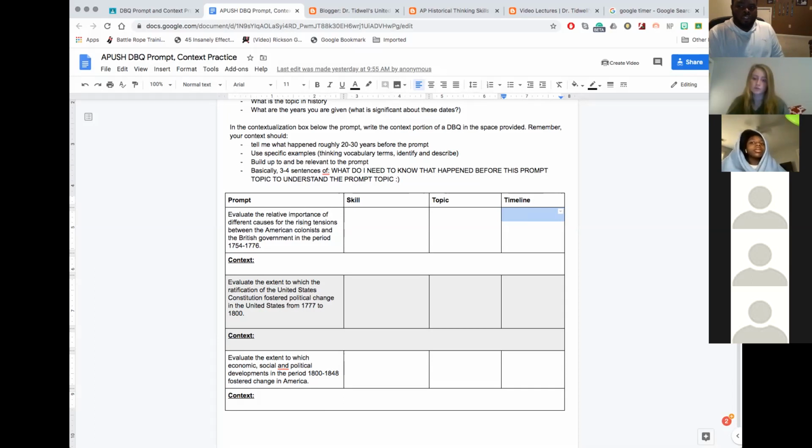This was considered all what? What was it considered now? War debt, like war taxes, debt. Okay, read it one more time. Between 1754 and 1776, tensions between American colonists and the British government were very high. The British government was putting taxes on the American colonists, taxes such as Stamp Act and Sugar Act. All of these were considered war debts.